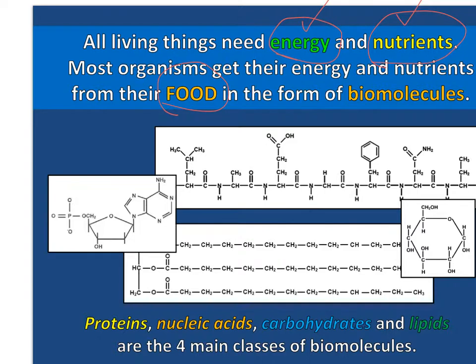Question 2, where do living things find the nutrients that they need to survive? And you are going to write their food. So below we have proteins, nucleic acids, carbohydrates, and lipids. They are the 4 main classes of biomolecules, and there is a picture of each on this slide. This is not on our notes, but in this PowerPoint we'll be exploring these 4 different biomolecules and getting to know a little bit more about them.